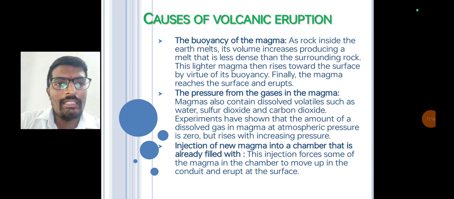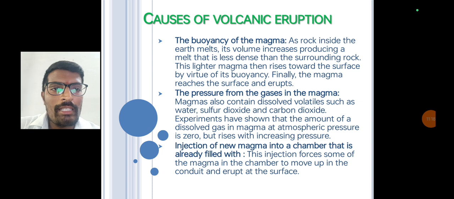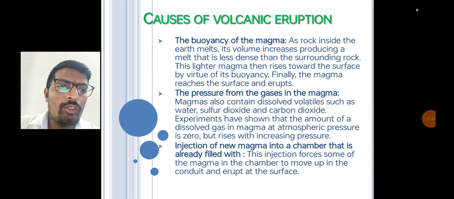Now the second one is the pressure from the gases in the magma chamber. The magma also contains dissolved volatiles such as water, sulfur dioxide and carbon dioxide. These dissolved gases react within the magma chamber, and as a result the composition and volume of the magma rise to reach the ground surface. Now coming to the third cause, the injection of new magma into a magma chamber that is already filled with magma. It simply means additional magma is added to the existing magma chamber.